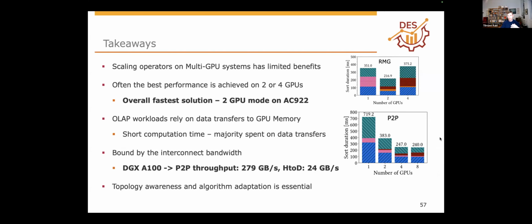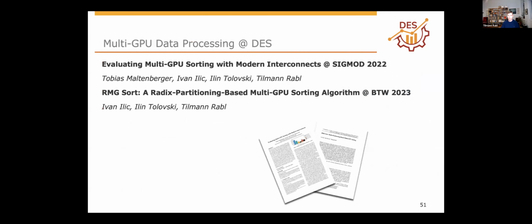There are different kinds of strategies, and this is all explained in our papers, how we can do this. Right now we're working on a join algorithm that goes across these multiple GPUs, and hopefully we'll have some experiments on these new Grace Hopper architectures.